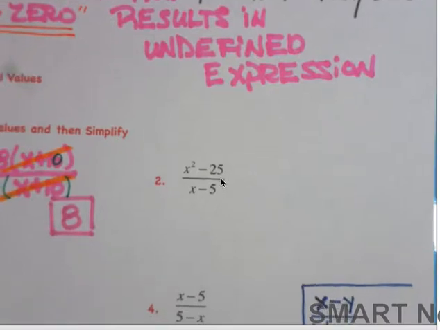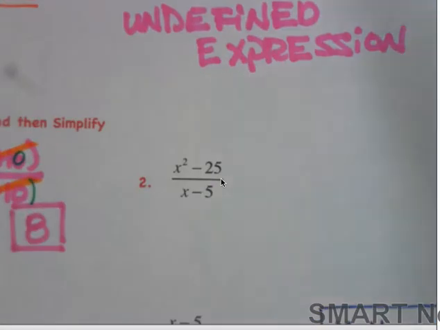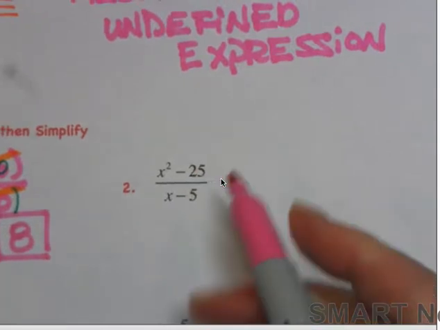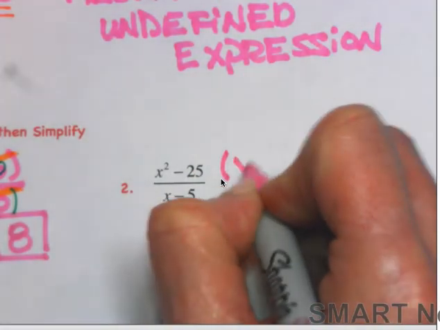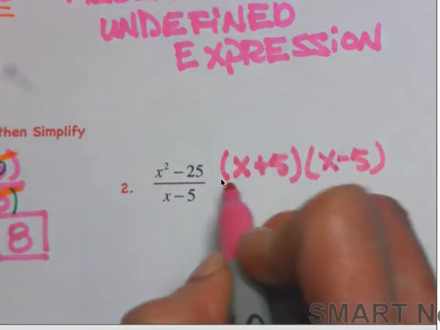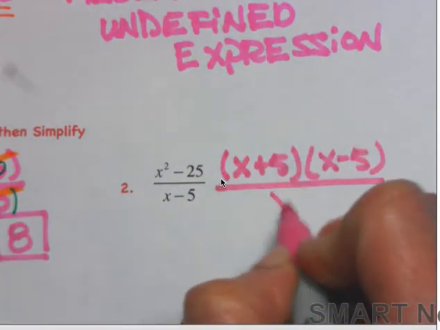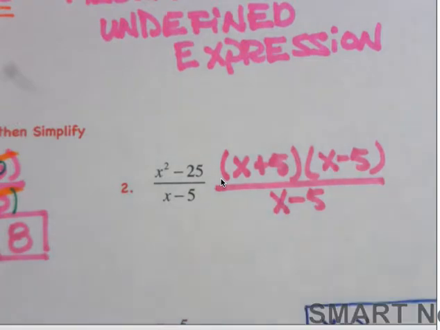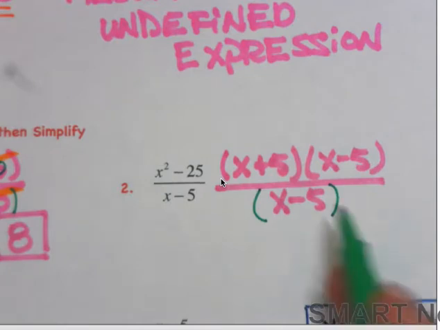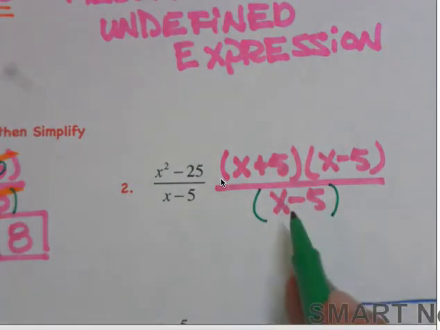As the instructions state, your first job is to factor the numerator and the denominator. The numerator here is a difference of squares, so that's going to be x plus 5 times x minus 5. Here's my denominator, x minus 5. I'm going to put parentheses around x minus 5 so that you know that it's a single number that stays intact.